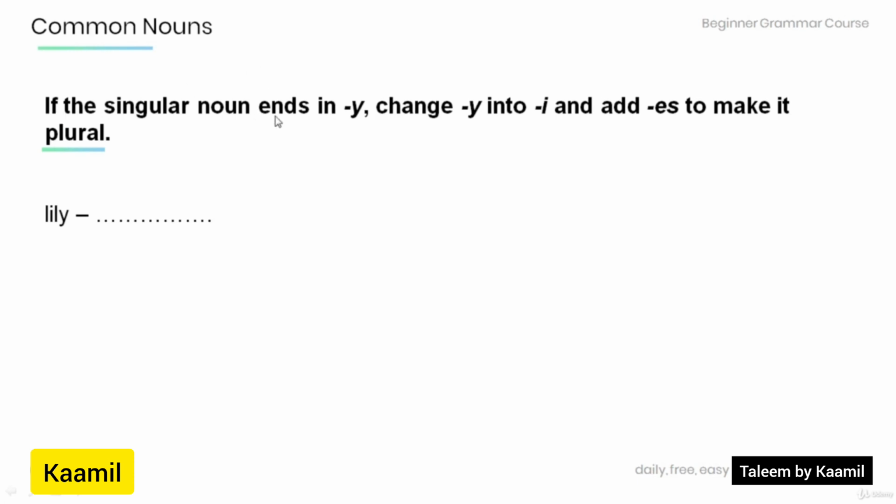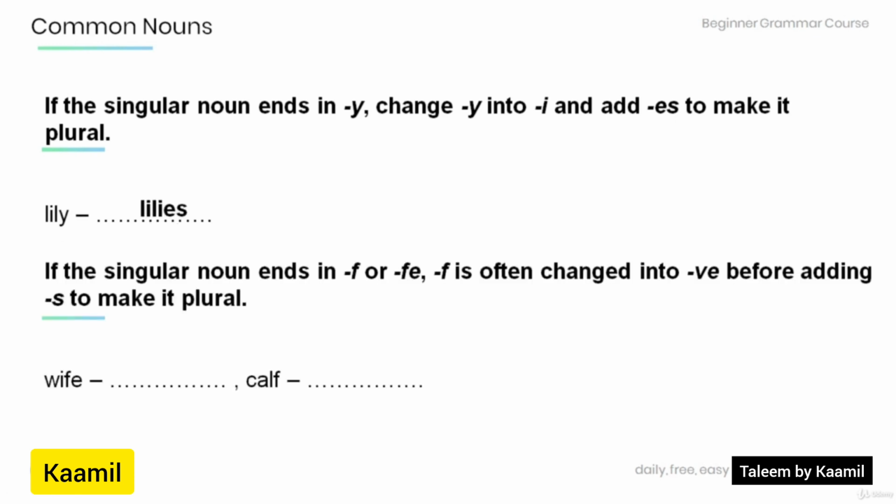And if the singular noun ends in y, again, change y into i and add es to make it plural. More than one. Try with the word lily. Lilies. And if the singular noun ends in f or fe, f is often changed into ve before adding s to make it plural. Try with the word wife. Wives. And calf? Calves.